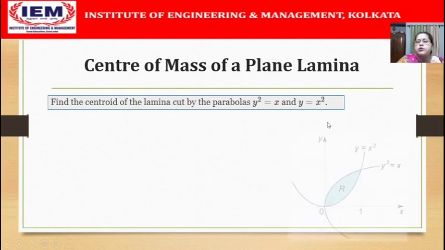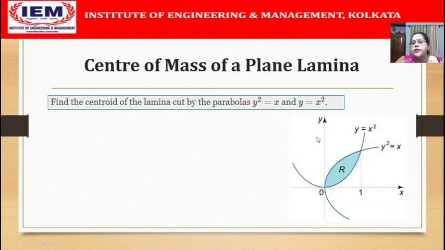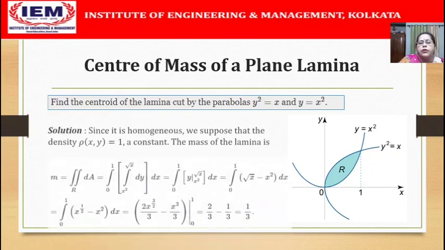So as usual, let's draw the figure first. So here we have the parabolas y equal to x square and the other one y square equal to x, generating this lamina which we have denoted with R. Now to find the centroid of this lamina, we will apply our formula.